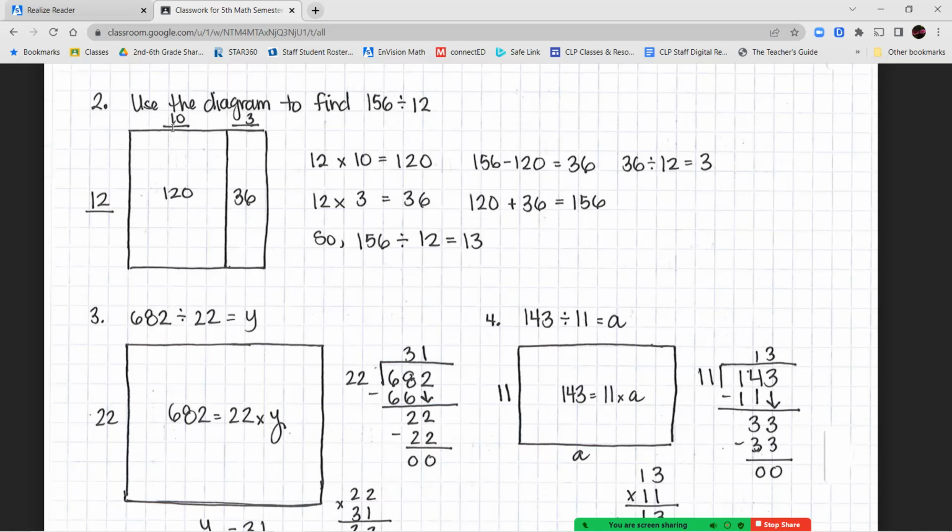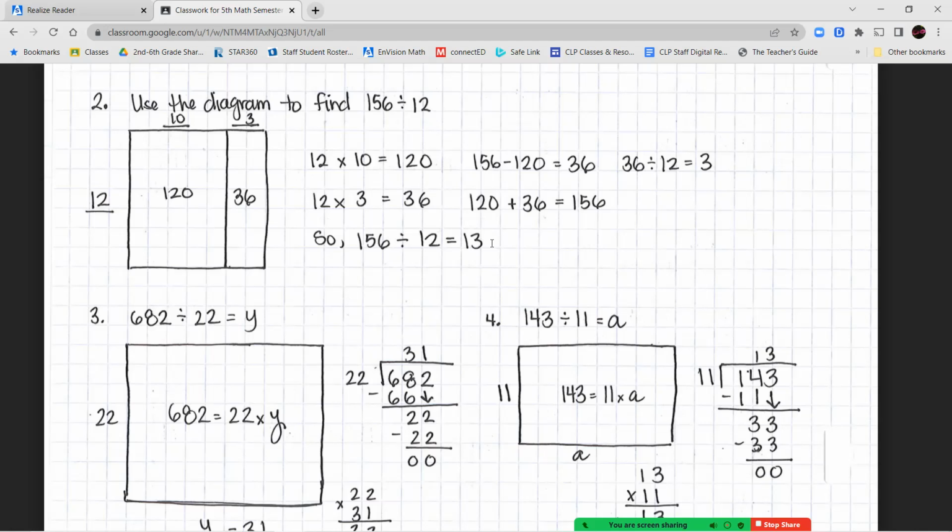Now the 12 times 10 gave us the 120. 156, which was our total, minus the 120 gave us that 36 that was here. Then we did the 36 divided by 12, or 12 times what number gave us 36, and we found out that that number is 3. So now we know 12 times 3 is 36. 120 plus 36, those are our two partial products, gave us 156. So that told us that 156 divided by 12 will equal 13.